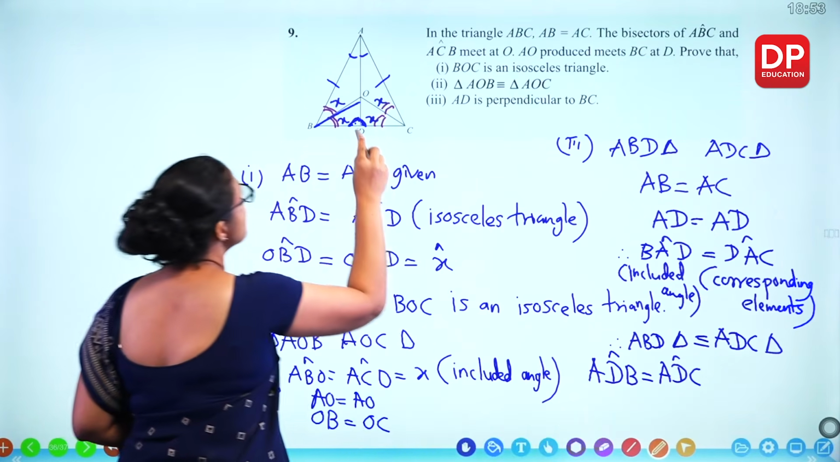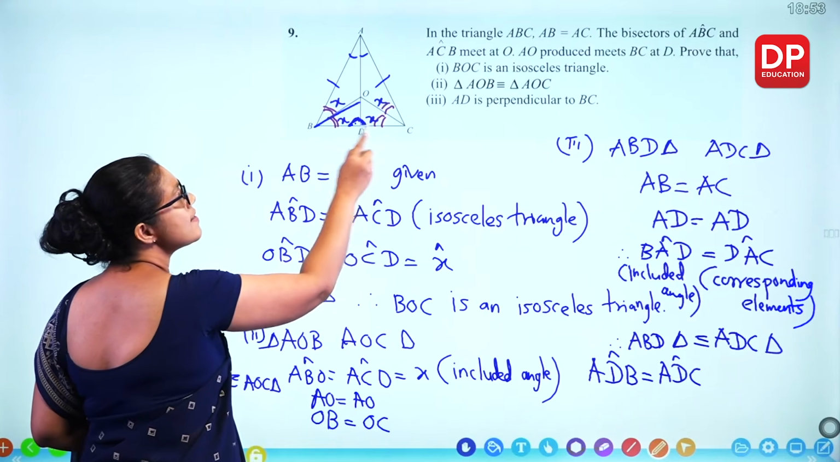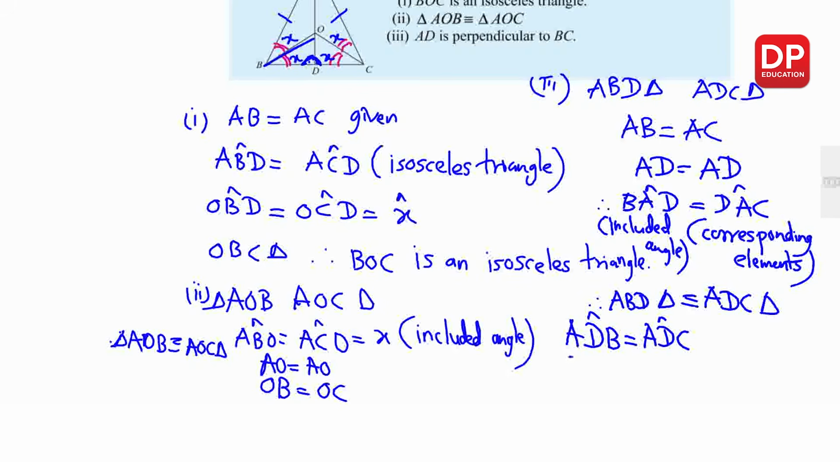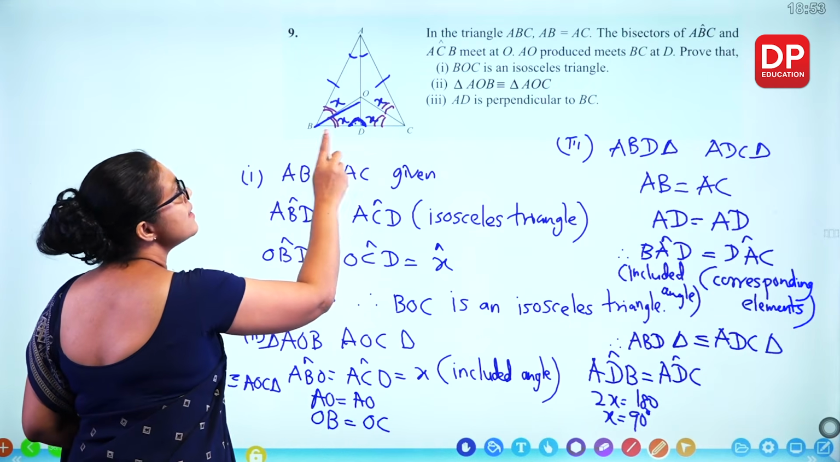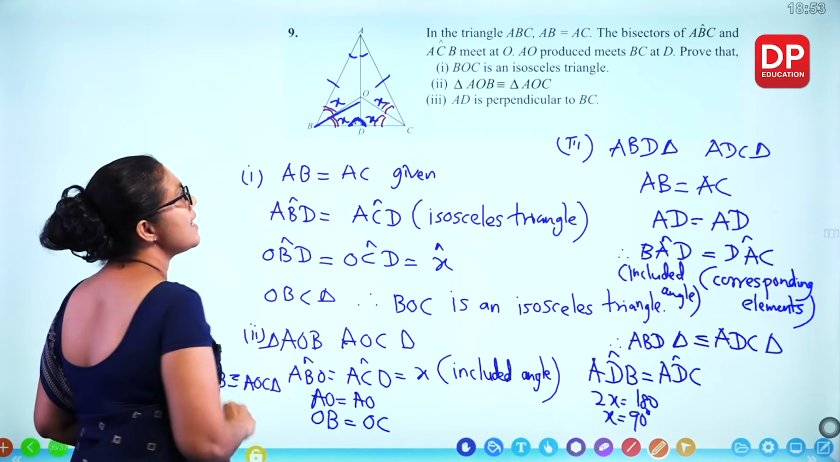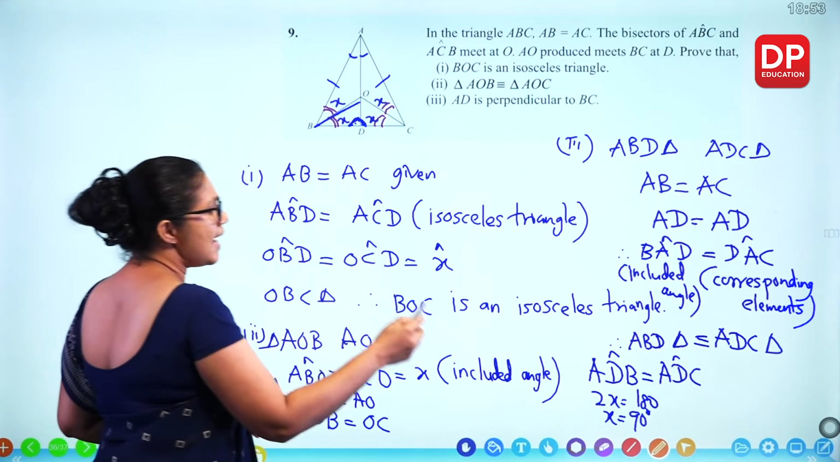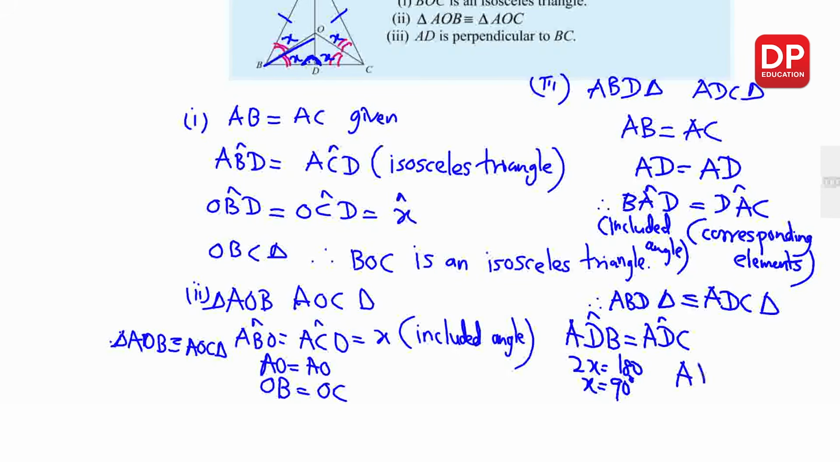If we put x for each, we can say this is a straight angle. 2x is equal to 180. X is equal to 180 divided by 2, 90 degrees. So that means we can say this is 90 and 90. That means AD is perpendicular to BC.